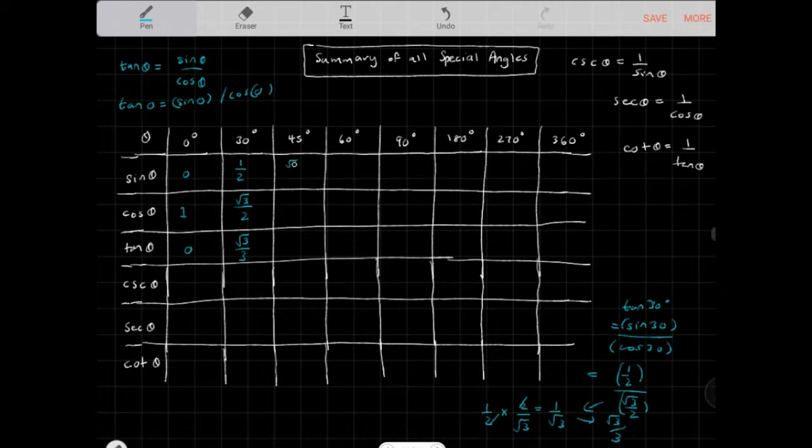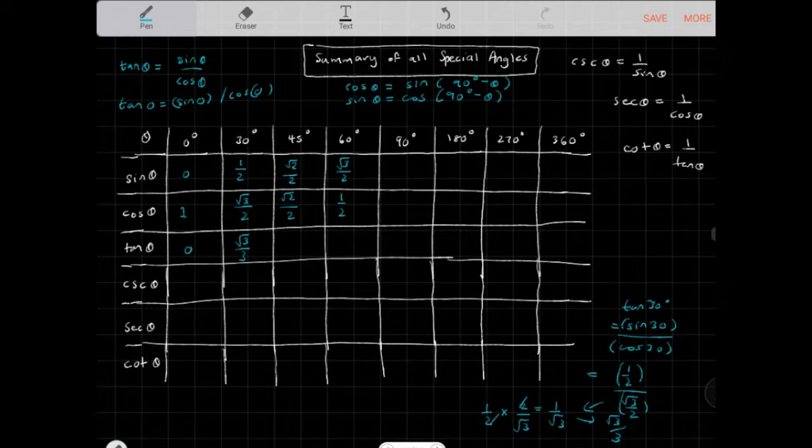Sine 45 was square root 2 over 2. Sine 60 was square root 3 over 2, which is the same value as cosine 30, and we looked at that notion that sine theta is equal to cosine of 90 degrees minus theta, and vice versa, that cosine theta is equal to sine of 90 degrees minus theta as well. Okay, so this is another thing that we investigated. So cosine 45, same value as sine 45, square root 2 over 2. Cosine 60 is the same value as sine 30, which is 1/2.